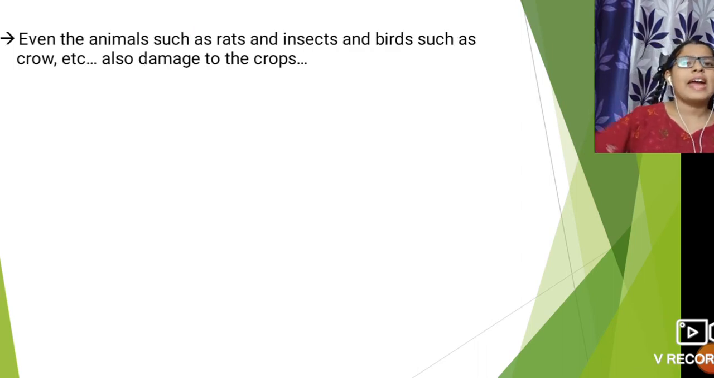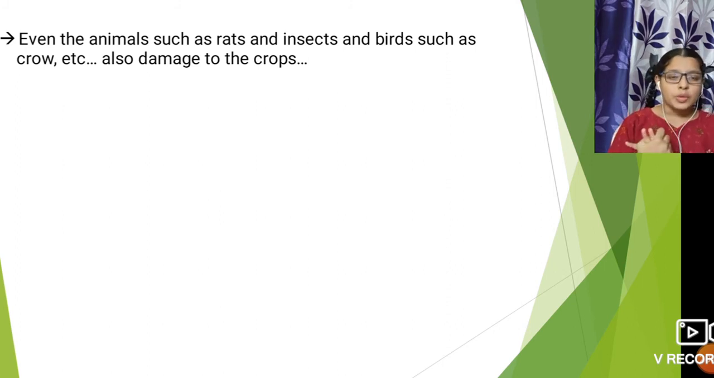Not only weeds, but also animals such as rats and insects, and even birds such as the crow, also damage these crops. I think you have seen sometimes, if you go outside to a village, or visit any place which is full of greenery, you can see a few animals moving around the fields.